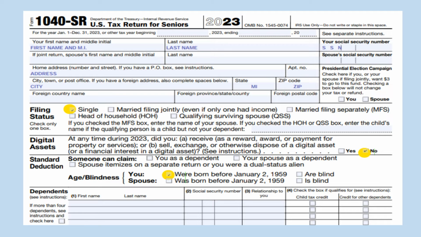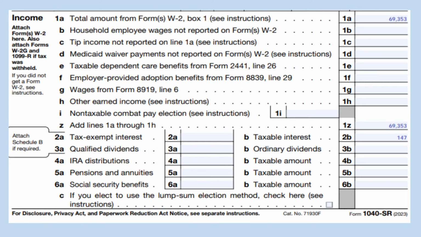It mirrors Form 1040 and you use the instructions for Form 1040. At the top of the form, put your first name and middle initial, your last name, your social security number, and your address. Under the filing status section, check the box that you are single. Answer the question under the digital assets section, and under the standard deductions section, check the box that you were born before January 2nd, 1959.